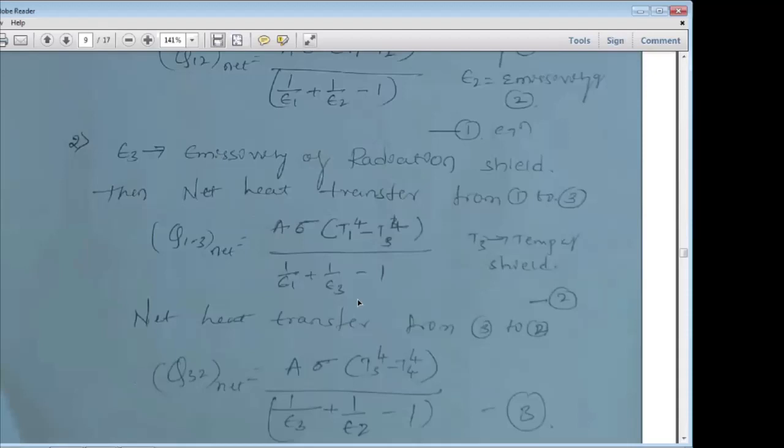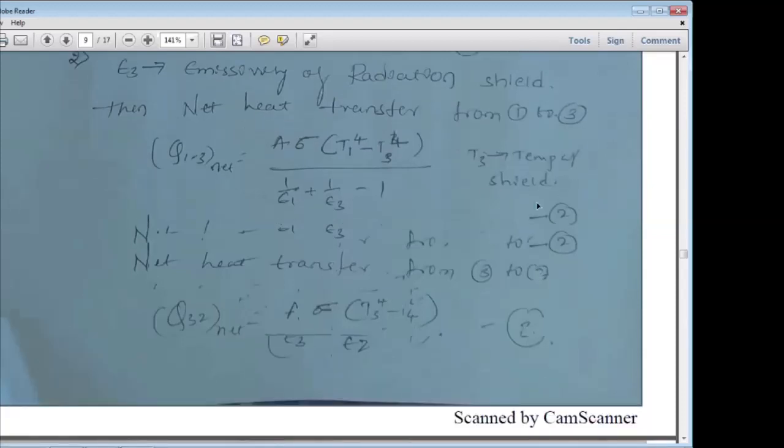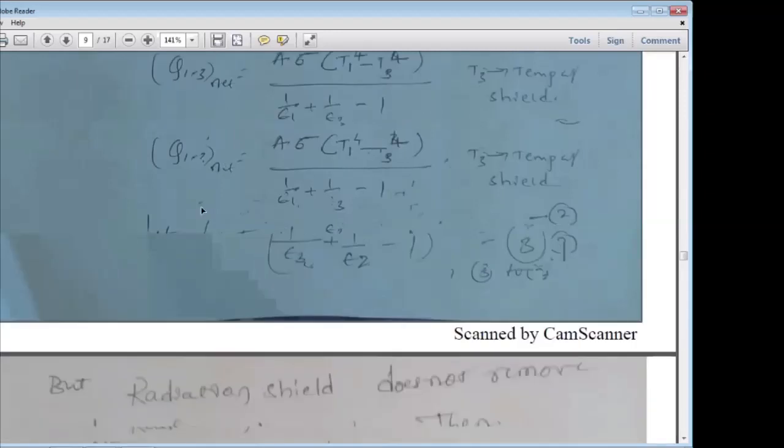This is equation number 2. Then the net heat transfer from the radiation shield to plate 2: Q32 net is equal to A into sigma into T3 raised to 4, where T3 is the temperature of the radiation shield, minus T2 raised to 4.